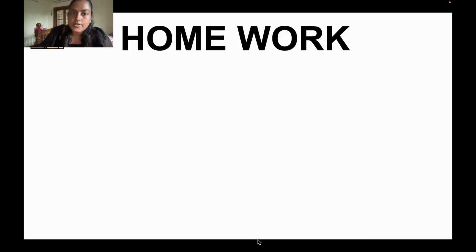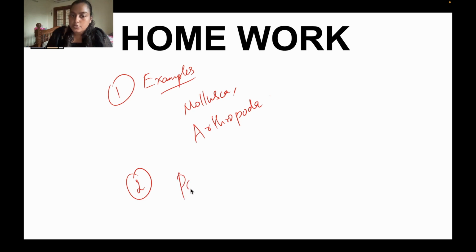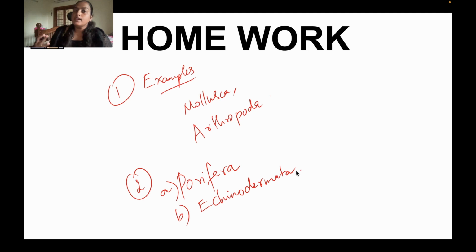That's all, children. With that we are completing our session. Yeah, so I want you to name a few examples of mollusca and arthropoda. This is one question. Second question, what kind of system helps in life processes of Porifera first and then in Echinodermata? What kind of system helps in their life processes like locomotion, right, excretion and all? Yeah, put the answers in the comment box, and if you have any doubts, feel free to ask in the comment box.